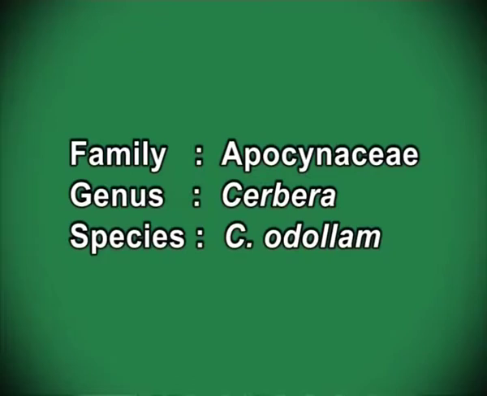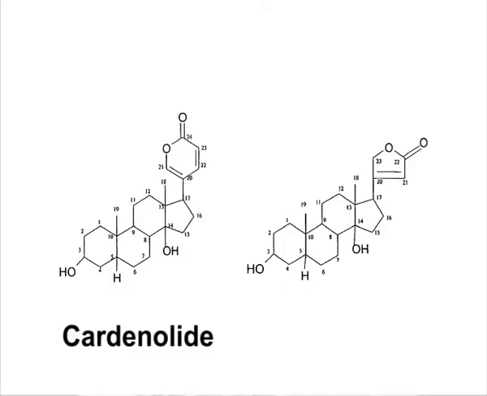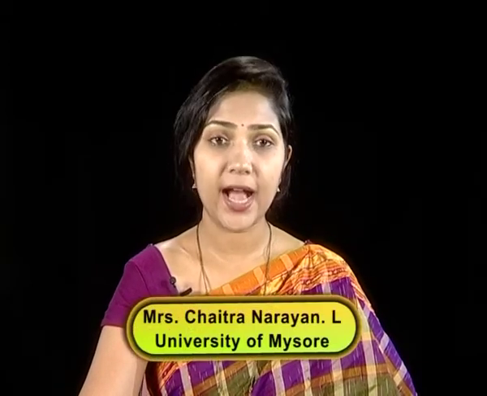Family Apocynaceae, genus Cerbera, species Cerbera odollam. Cerbera odollam contains cerberin, a digoxin-type cardenolide and cardiac glycoside toxin that blocks the calcium ion channels in the heart muscle, causing disruption of the heartbeat, most often fatally.